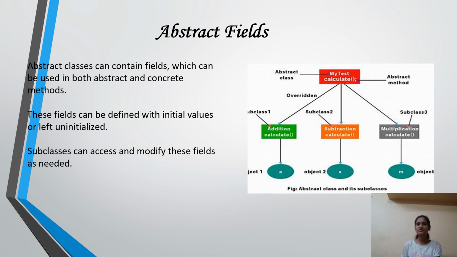Abstract field. An abstract class field is one that is used in both abstract and concrete methods. This field can be defined with initial values or left uninitialized. Subclasses can access and modify the field as needed.